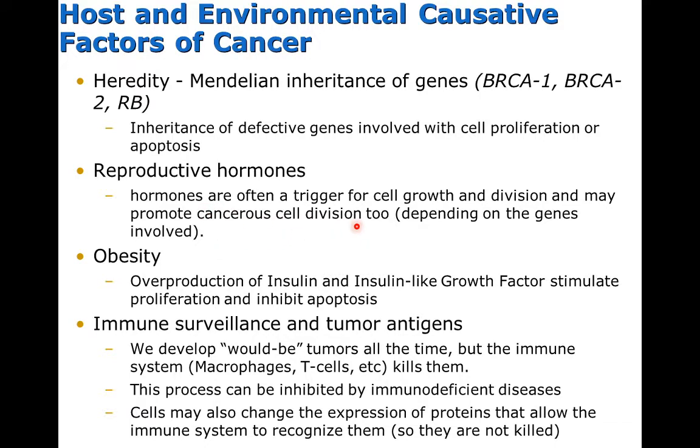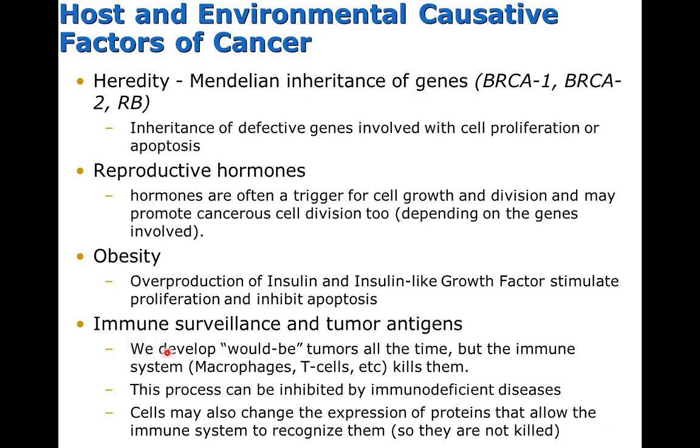Reproductive hormones can also be associated with cancer development. For example, breast cancers are tested in terms of how they behave around estrogen or progesterone. Estrogen-positive breast cancers are treated with estrogen-blocking drugs, and that keeps the estrogen from feeding the tumor cells. Persons who are obese have higher risks of cancer. This is thought to be due to an overproduction of insulin and insulin-like growth factors. Overproduction tends to stimulate cell division and inhibit apoptosis.